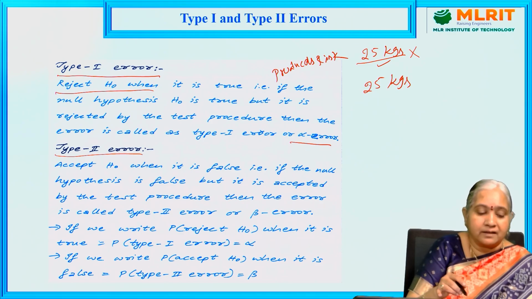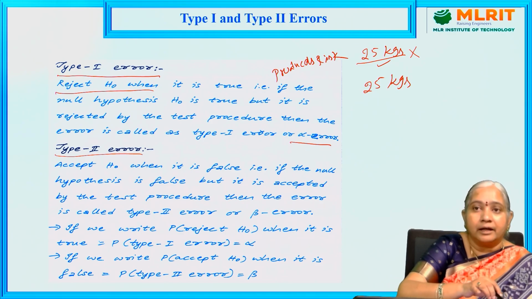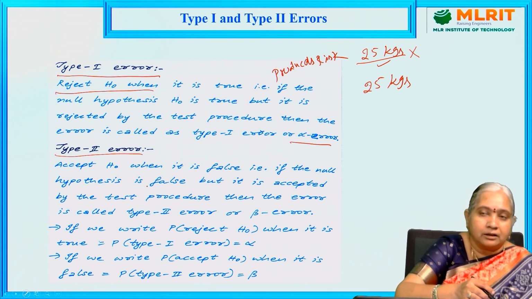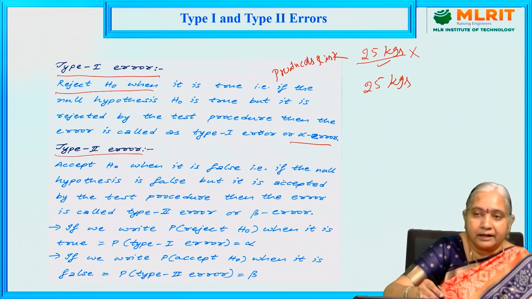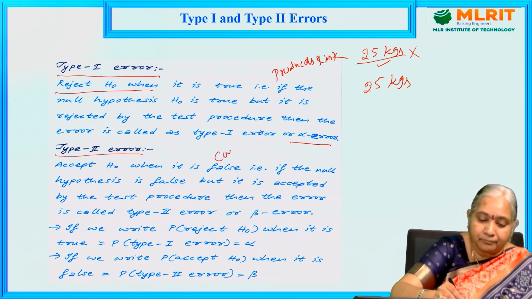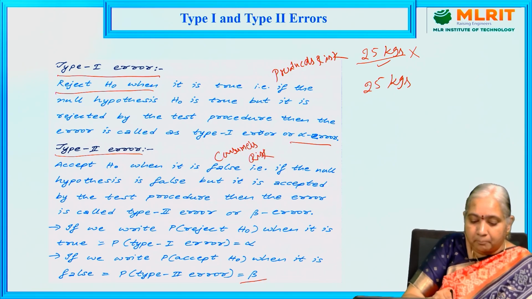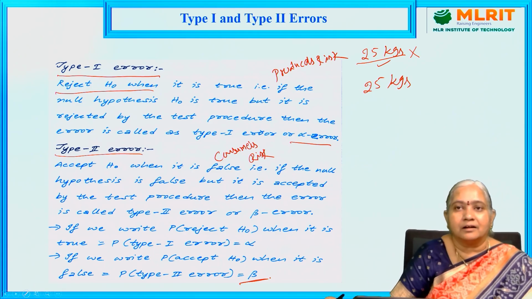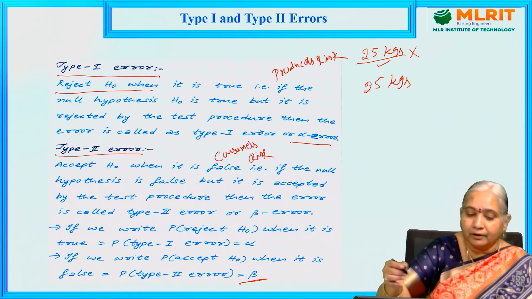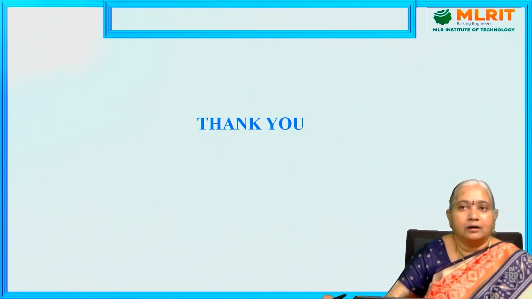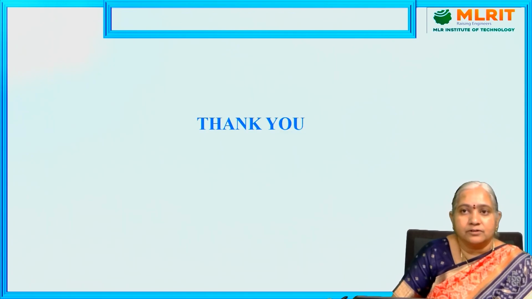Even though the sample is not good, we are accepting a good lot or a big lot. That means that is a type 2 error and it is the consumer's risk. And it is denoted by beta error. So these two errors we generally study in sampling theory. So in this lecture, we have discussed the procedure of testing of hypothesis and also type 1 and type 2 errors. Thank you.